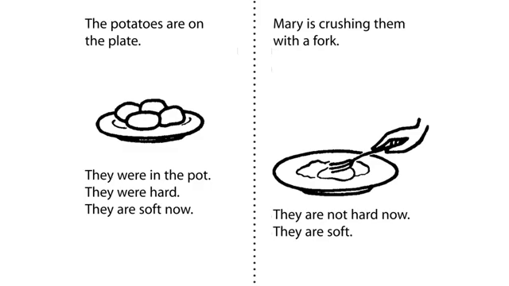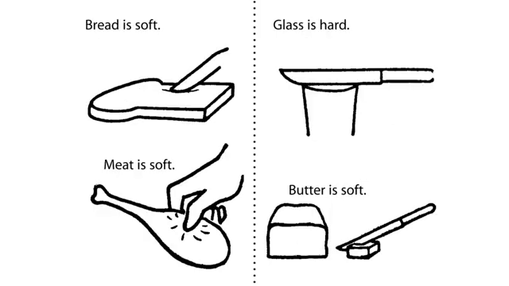The potatoes are on the plate. They were in the pot. They were hard. They are soft now. Mary is crushing them with a fork. They are not hard now. They are soft. Bread is soft. Meat is soft. Glass is hard. Butter is soft.